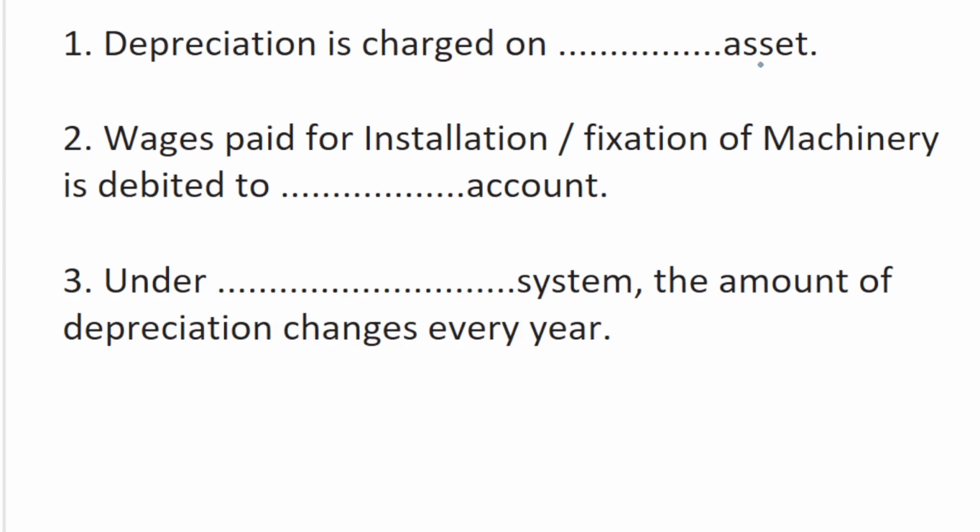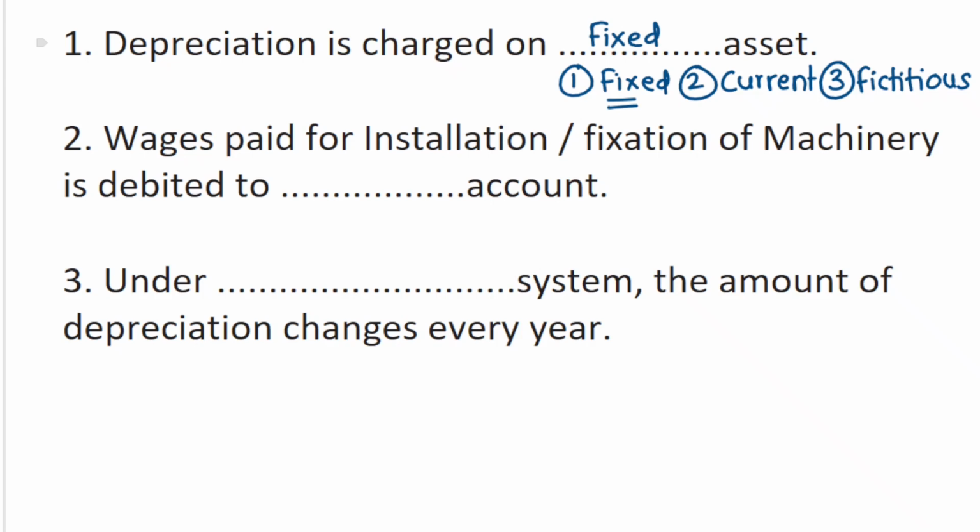Now what are the types of asset? There are three types of asset. First one is fixed asset, second current asset, and third one is fictitious asset. And we charge depreciation on fixed asset. Fixed asset is the right answer. Depreciation is charged on fixed asset and not on current or fictitious asset.